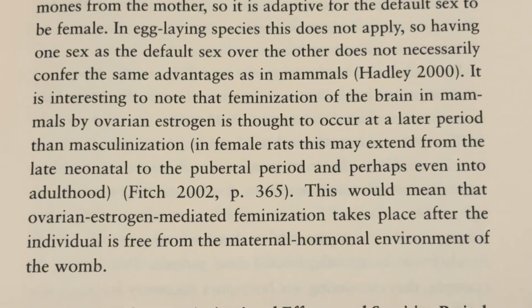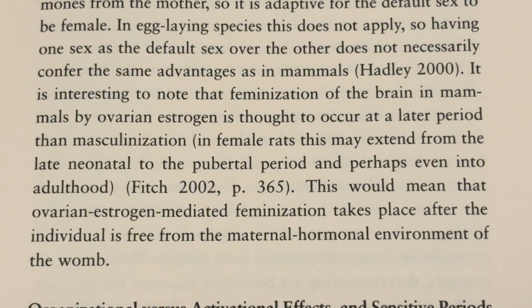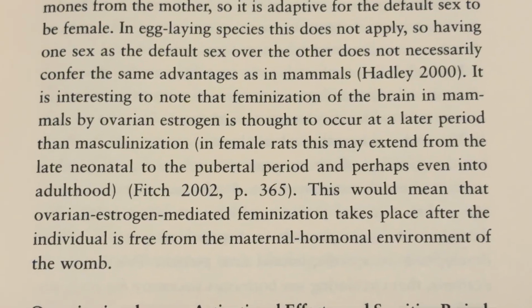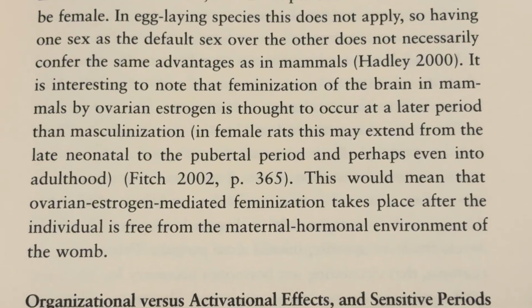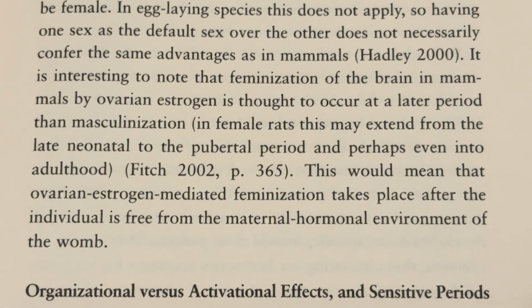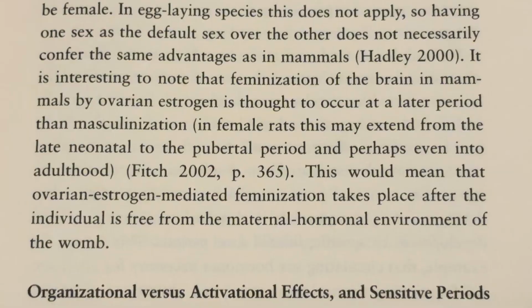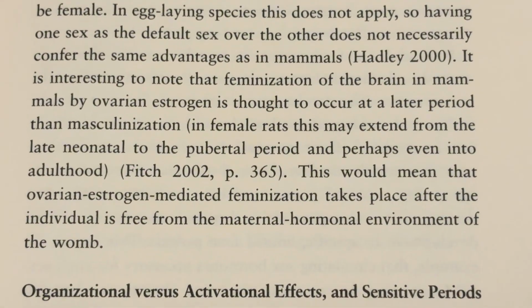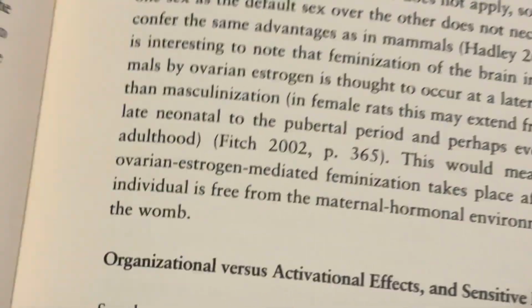It is interesting to note that feminization of the brain in mammals by ovarian estrogen is thought to occur at a later period than masculinization. In female rats, this may extend from the late neonatal to the pubertal period and perhaps even into adulthood.